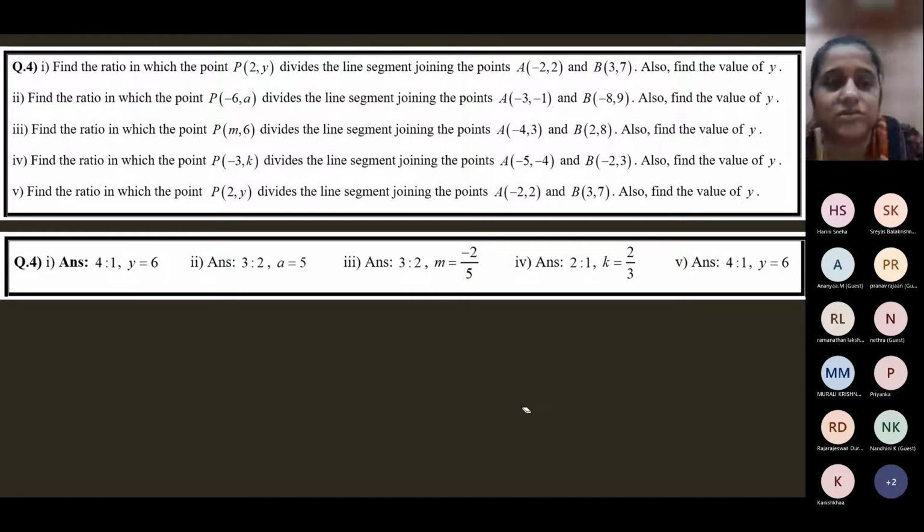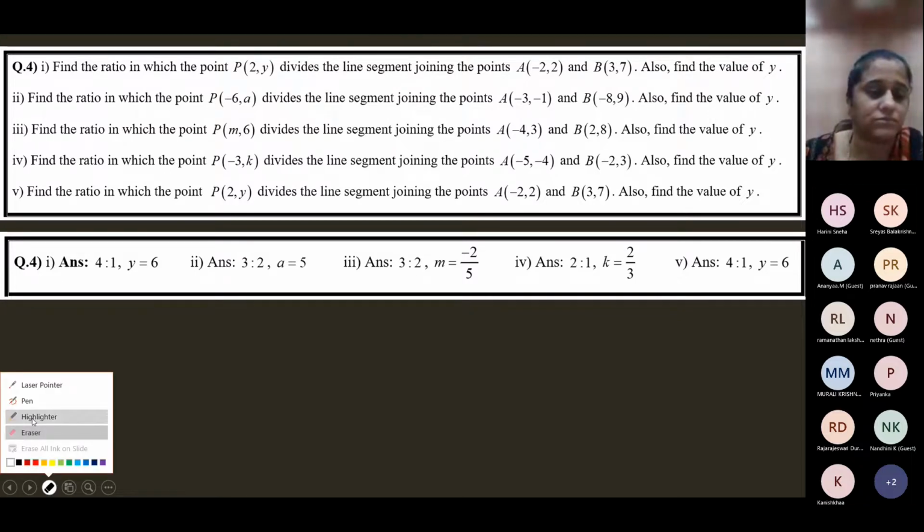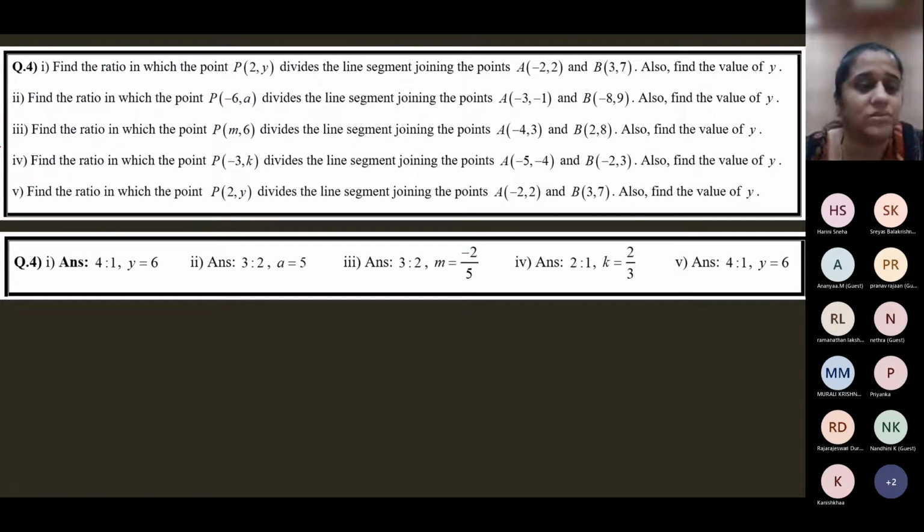Similar questions you can find here. In question number 3, I'm talking about the subdivision 3. You can see here m comma 6. So you should use the y coordinate to find the ratio. And after finding the ratio, what have I written here? Find the value of m, not y.